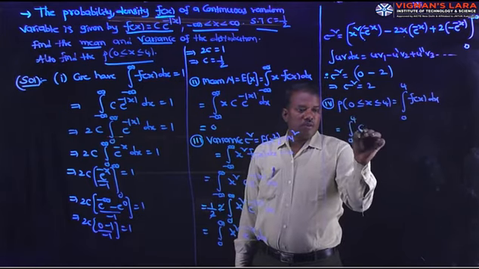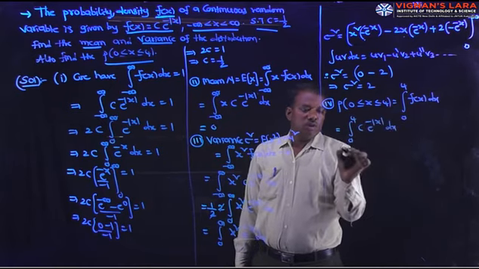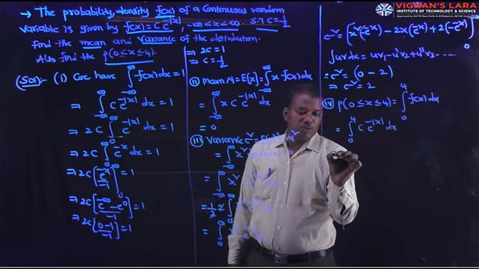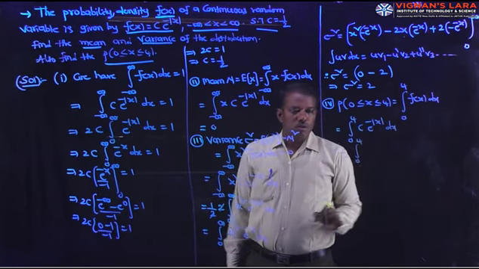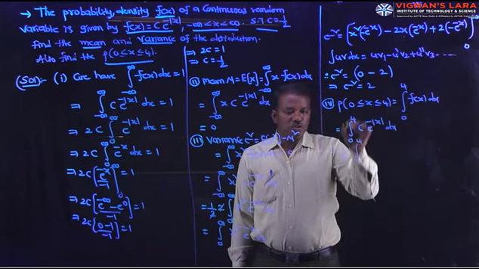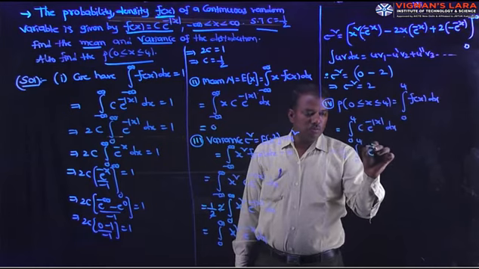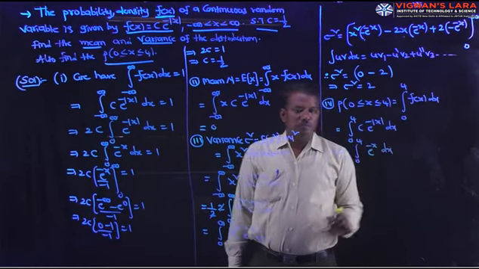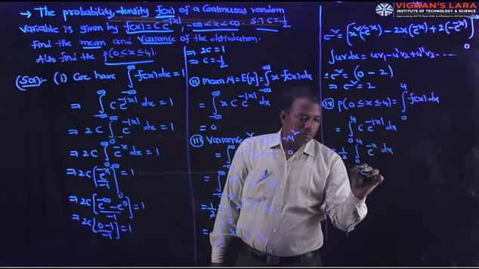So that is equal to integral 0 to 4. What is f of x? C e power minus mod x dx. And what is the value of c? 1 by 2. Between 0 and 4, all values are positive, so mod x is x only, so it is e power minus x dx. That equals 1 by 2 into integration of e power minus x.